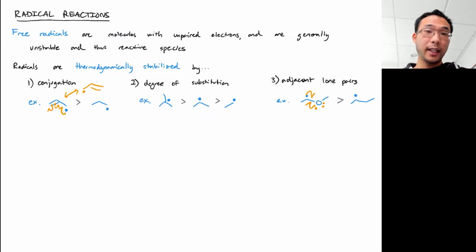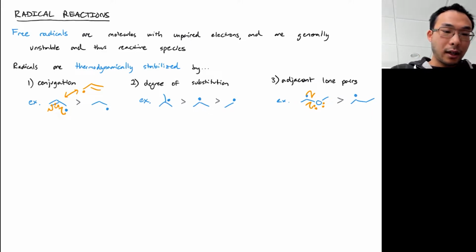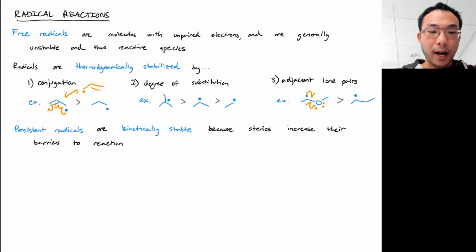I had indicated that these were different situations that lead to thermodynamic stabilization. What I mean is that the inherent energy of the free radical is lower than it would be without those sources of stabilization. On the other hand, we can also think about radicals as being kinetically stabilized. Maybe these radicals are very reactive and very unstable, but they're not able to react because of the way the molecule is. For radicals specifically, the term persistent is used.